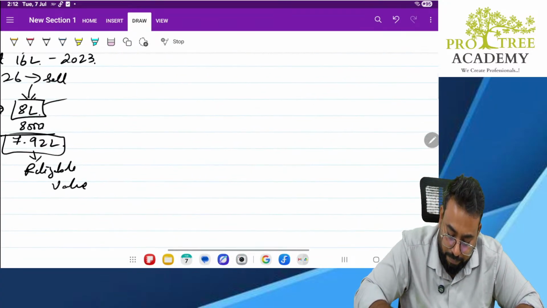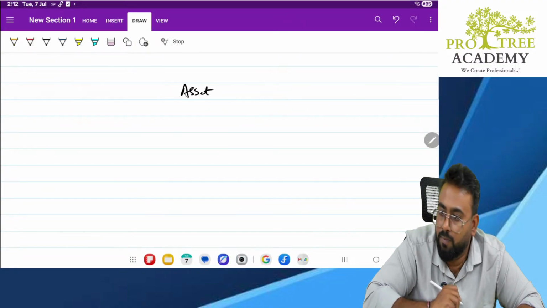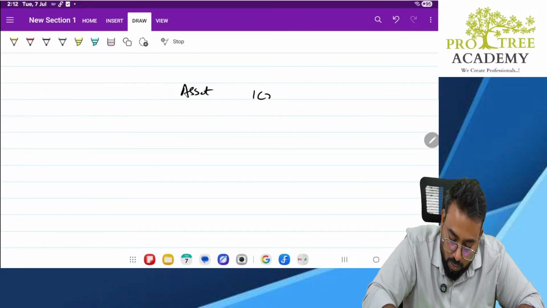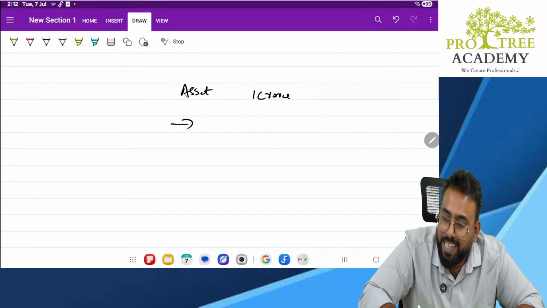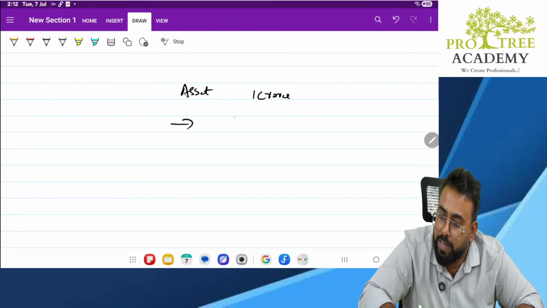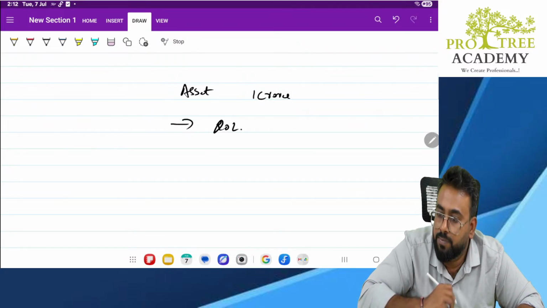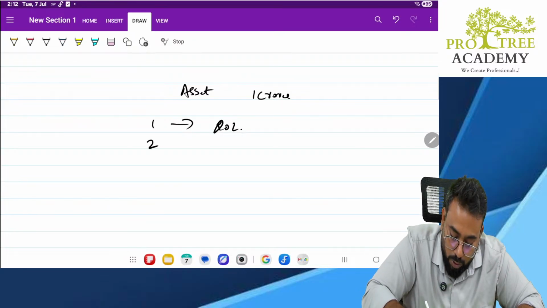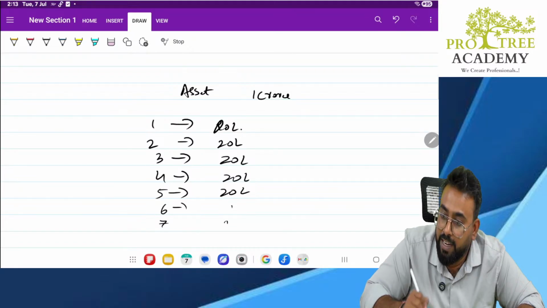Say for example, you have purchased an asset for 1 crore. Correct? Now using this asset for the next 10 years you can earn money. Say for example, first year you can earn 20 lakhs. Year 2 you can earn 20 lakhs. Year 3, 20 lakhs. Year 4, 20 lakhs. Year 5, 20 lakhs. Year 6 same, 7, 8, 9, 10, 20, 20, 20 lakhs.